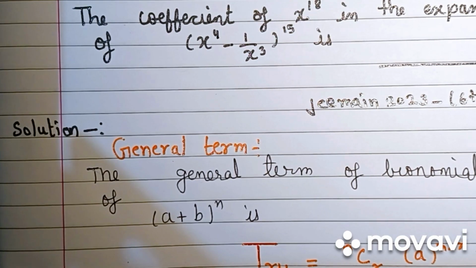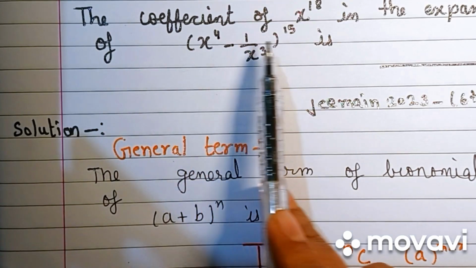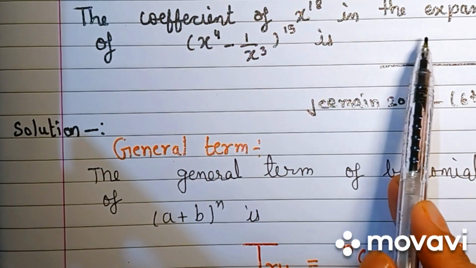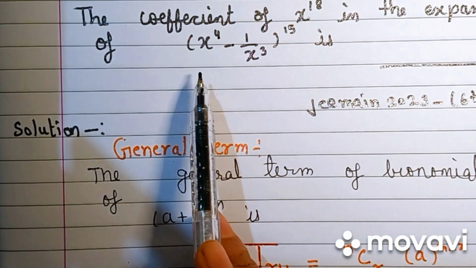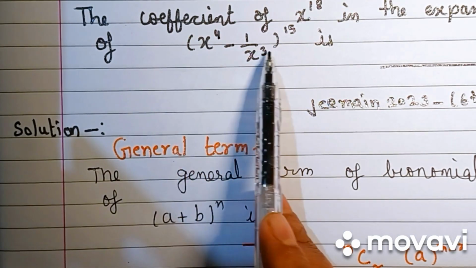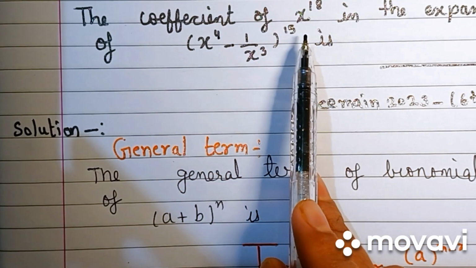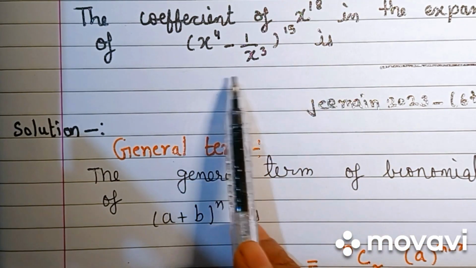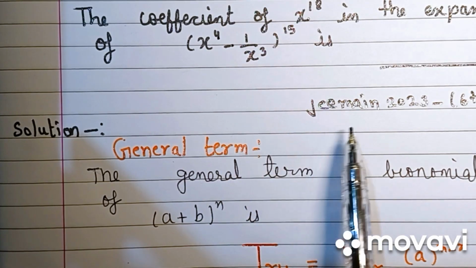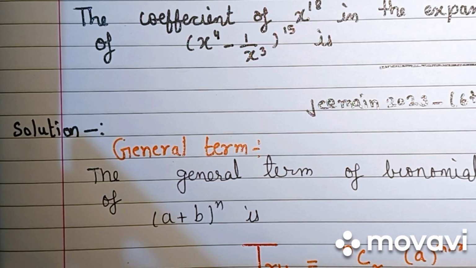Hello guys, this question is about binomial expansion. The question is: find the coefficient of x to the power 18 in the expansion of (x to the power 4 minus 1 upon x to the power 3) whole bracket to the power 15. You have to find the coefficient of x raised to 18 in this binomial expansion. This question was asked in JEE Main 2023, 6 April first batch.